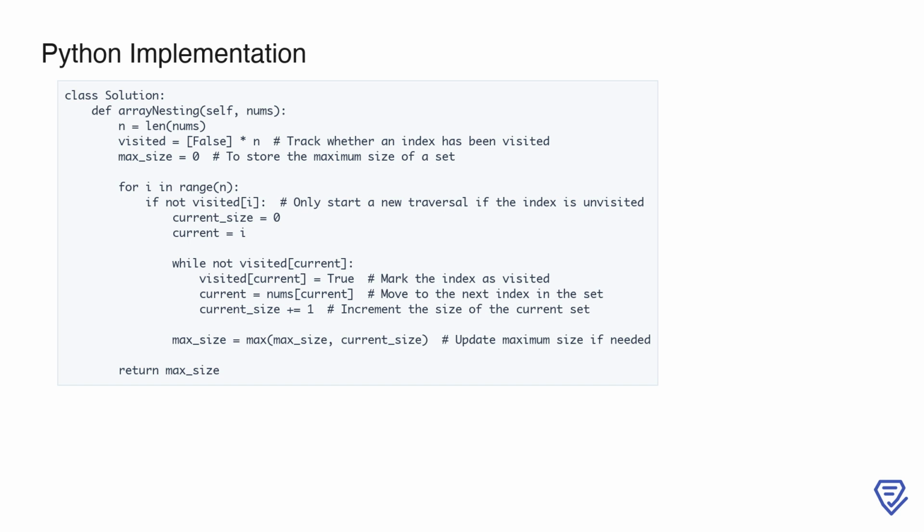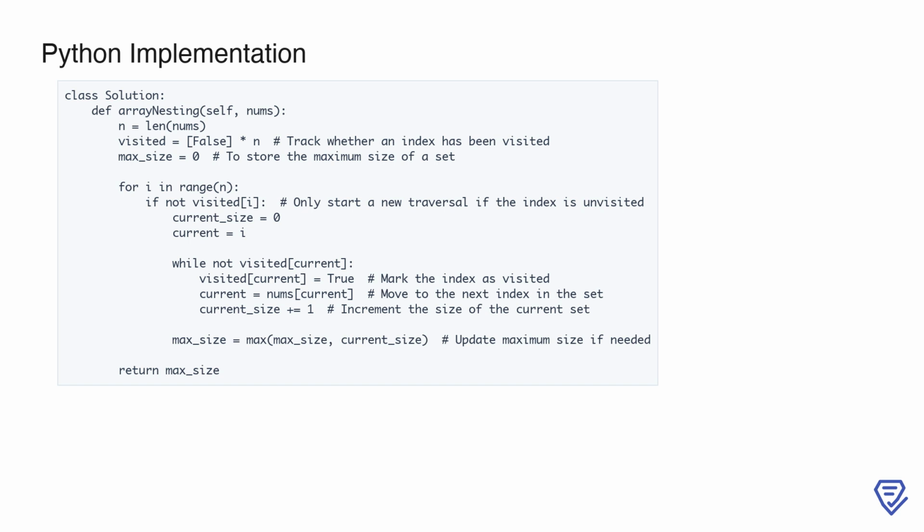1. Initialization. We calculate the length of the input array nums and store it in N. A visited list of the same length is initialized with false values to track whether each index has been processed. This ensures we avoid revisiting indices and redundant computations. The max_size variable is initialized to 0, which will store the size of the largest set encountered during the traversal.